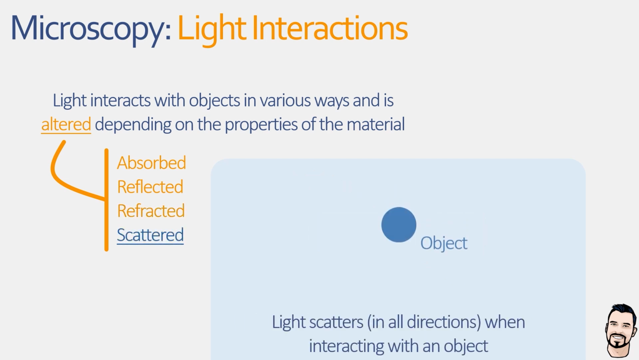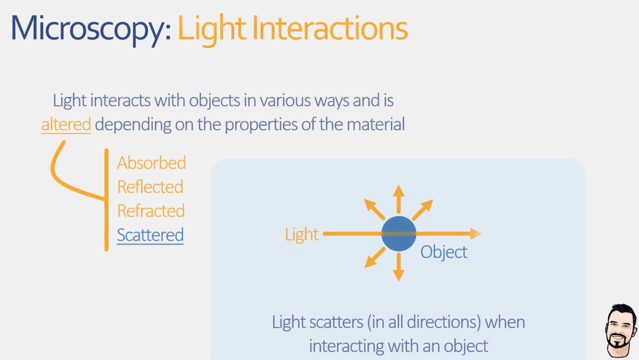And finally, we have light scattering, which occurs when light interacts with an object and a portion of the light is redirected in all directions, forming a spherical wave. Now, the issue with this is if we have multiple objects that are close together, with each scattering light in all directions, then scattered light might overlap, creating a visible haze that obstructs fine detail, which is problematic for light microscopy.